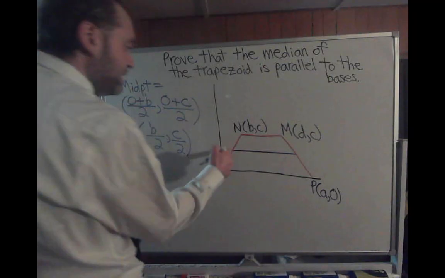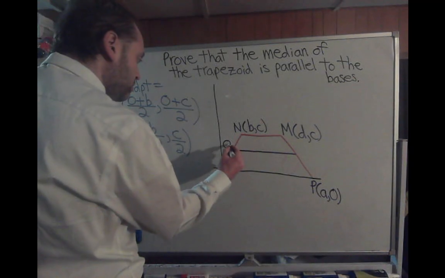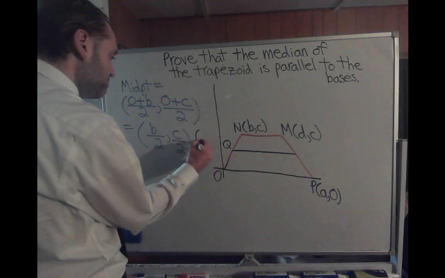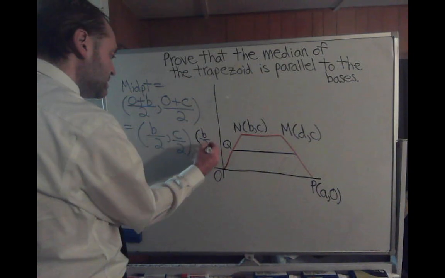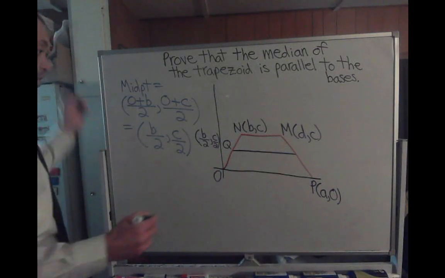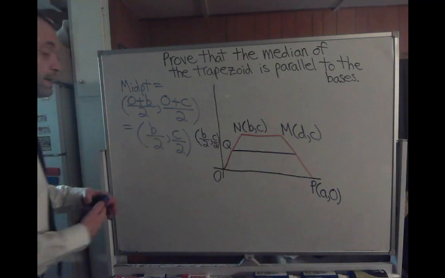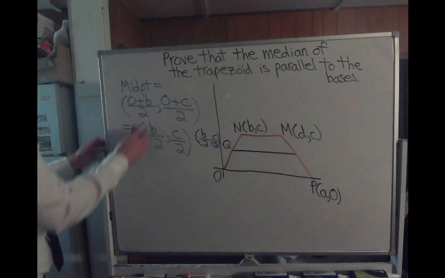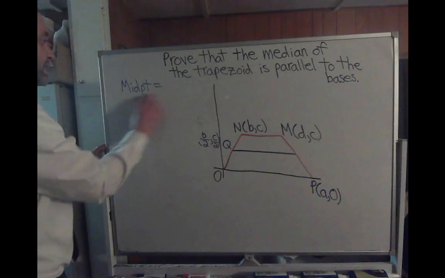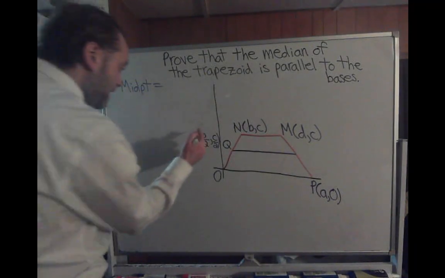So why don't we call this point point Q? We'll call that point Q, which has the coordinate of b over 2, c over 2. Alright, and then we need to, of course, find the midpoint of MP. Let's find the midpoint of MP. Whoops, I didn't want to erase what that point actually was. I certainly didn't want to do that. Forgive me for that.